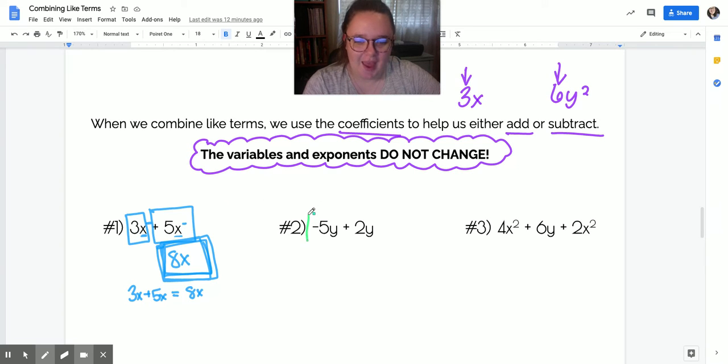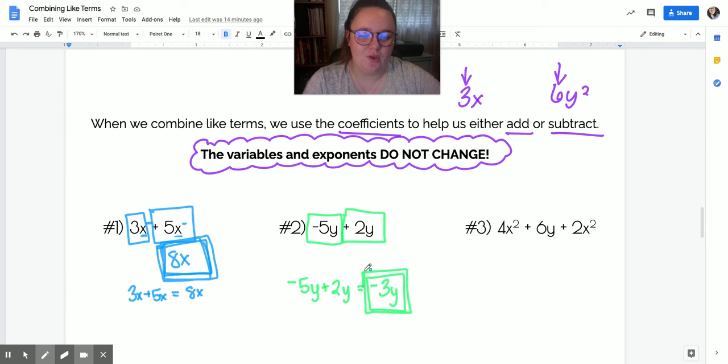So number 2, I have a negative 5y. Is this one a like term? It sure is. It's a y. So I'm going to combine them. And be careful because now I have a negative in here. So when I combine these, negative 5y plus 2y still puts me at negative 3y. That is my answer. My answer is negative 3y. There were no other players up here in this expression for me to combine. That was it. You made the 2 into a 1 term.